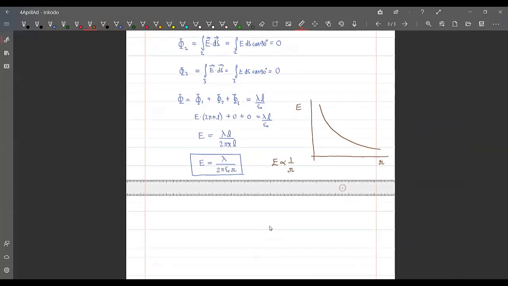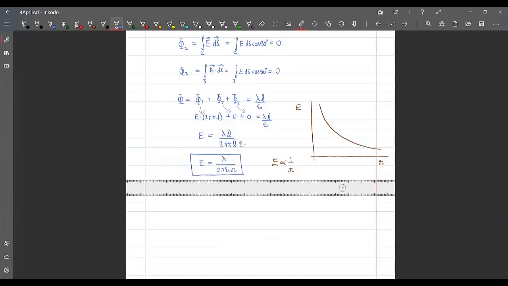Sir, I didn't understand the last equation, E equals lambda by 2 pi epsilon naught R. The last equation comes from here. Phi is lambda L by epsilon naught. Flux due to 1 is E into 2 pi RL. Flux due to 2 is 0. Flux due to 3 is 0. Is that clear? This line clear?